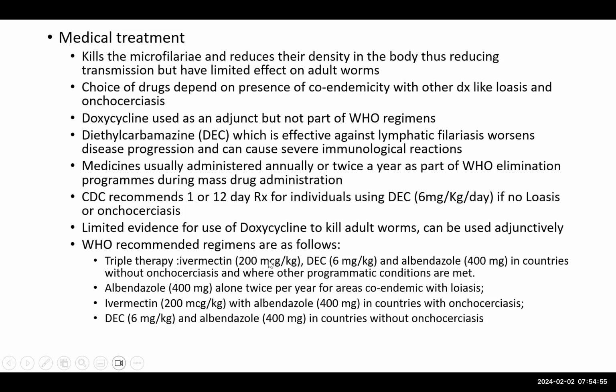So what are these WHO regimens that are given as mass drug administration? One of the most effective is a triple therapy, including ivermectin, DEC, and albendazole, given annually if there is no onchocerciasis in that region and where they have met conditions for that program and supply of the drugs from WHO. We could use albendazole alone twice a year if we have loasis co-endemicity, and ivermectin with albendazole in countries with onchocerciasis, then dual therapy with DEC and albendazole. There is endemicity information for these co-infections across regions.